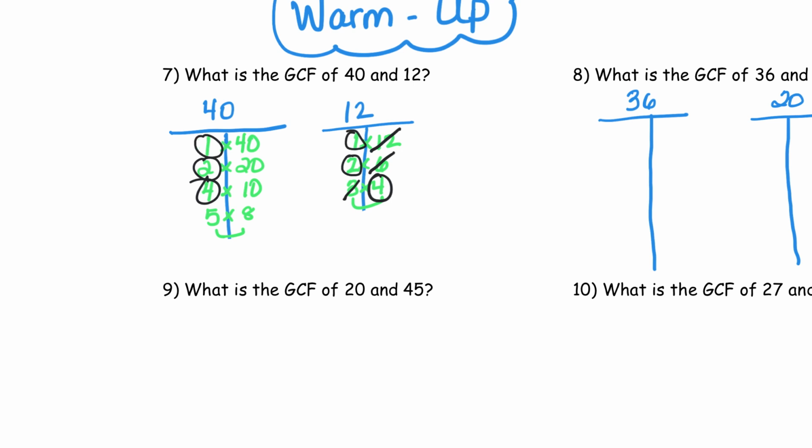When you're looking to find the GCF, you're looking for the biggest number that both of the given numbers have in common. So the GCF, or the largest number in both charts, is going to be 4. Let's try number 8. Please pause the video.